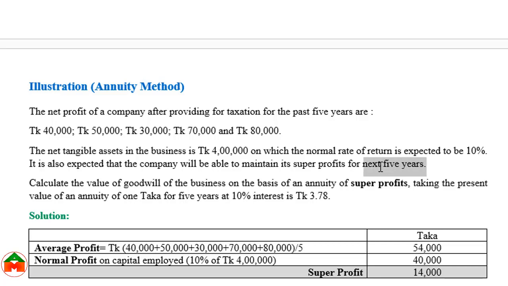So this 5 years should be considered as the number of years, and the super profit should be considered as the annuity. Calculate the value of goodwill of the business on the basis of an annuity of super profits, taking the present value of an annuity of 1 taka for 5 years at a 10% interest. This information should be used for a present value interest factor for annuity. However, we will show it.